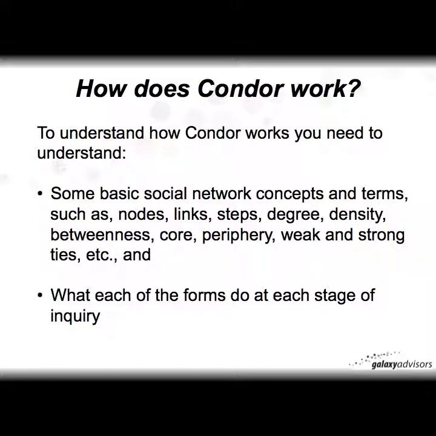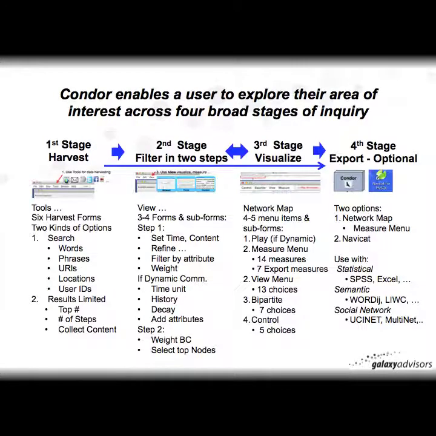Really, you need to understand again some basic social network concepts and terms, and finally also to know how those forms work. So this is a really kind of summary of that complexity under the hood of Condor to help you navigate through. For the most part, you do your harvesting through those 6 basic forms. You use the second stage to kind of filter or subset it, and then you get to the third stage where you have a network map drawn, and you use the network mapping options of play, measure, view, bipartite, and control to further subset and refine your analysis.